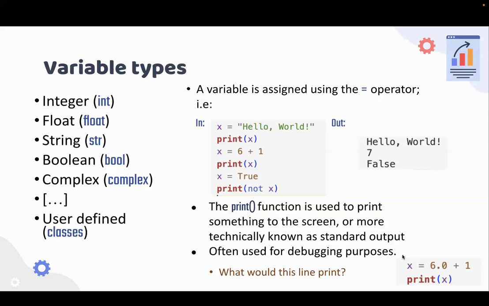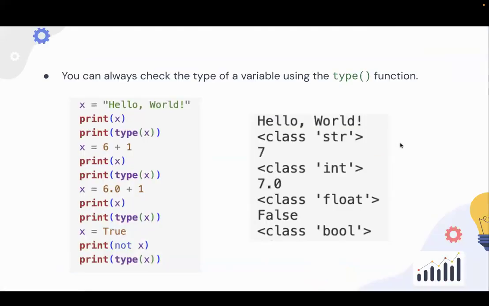And here is a quick practice for you guys. Do you know what this line would print? Feel free to speak up or type in the chat. Great, 7.0. We can verify that over here.